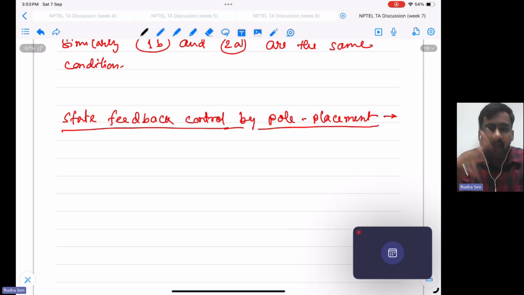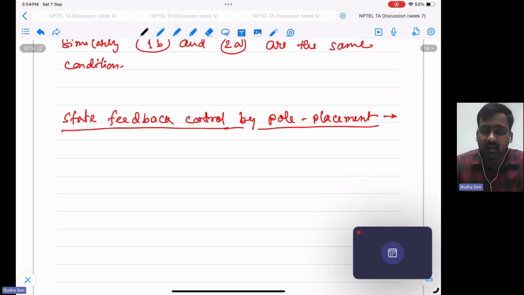Let's say I am the designer, or I am the one who tells the designer that we need all the eigenvalues of the system A, or all the poles of the system A, to lie in a particular location, in a particular region of the left half of the complex plane. So this is my desired position of the poles, and this is what I have told the designer.